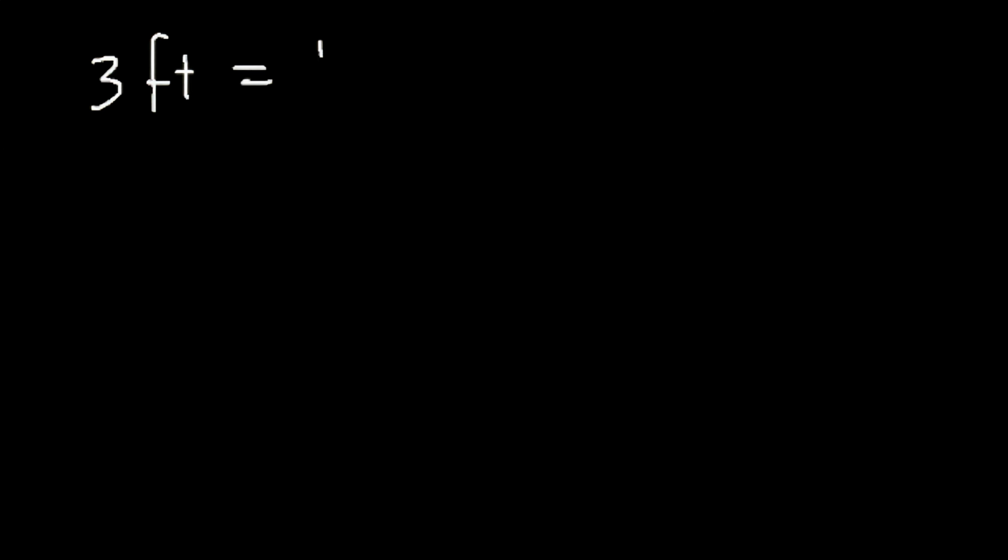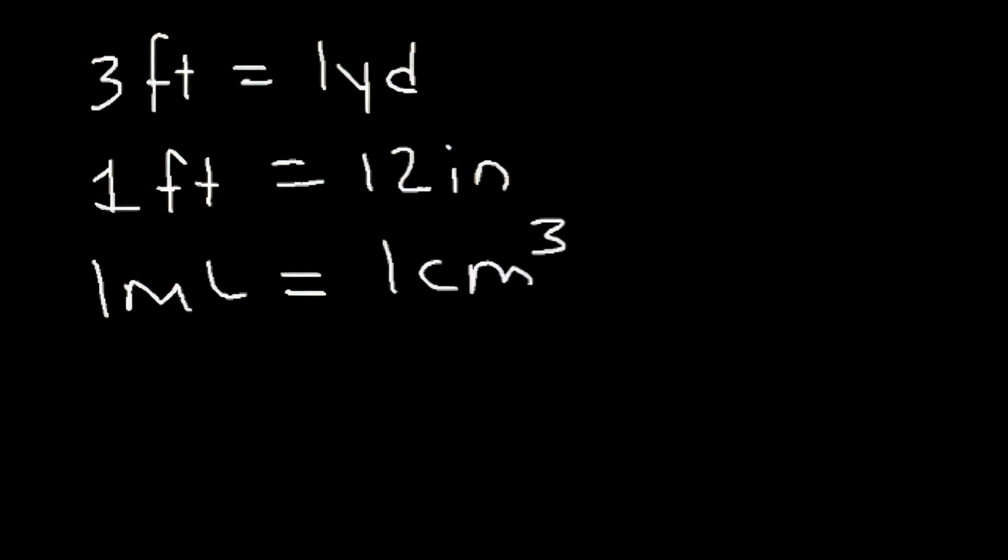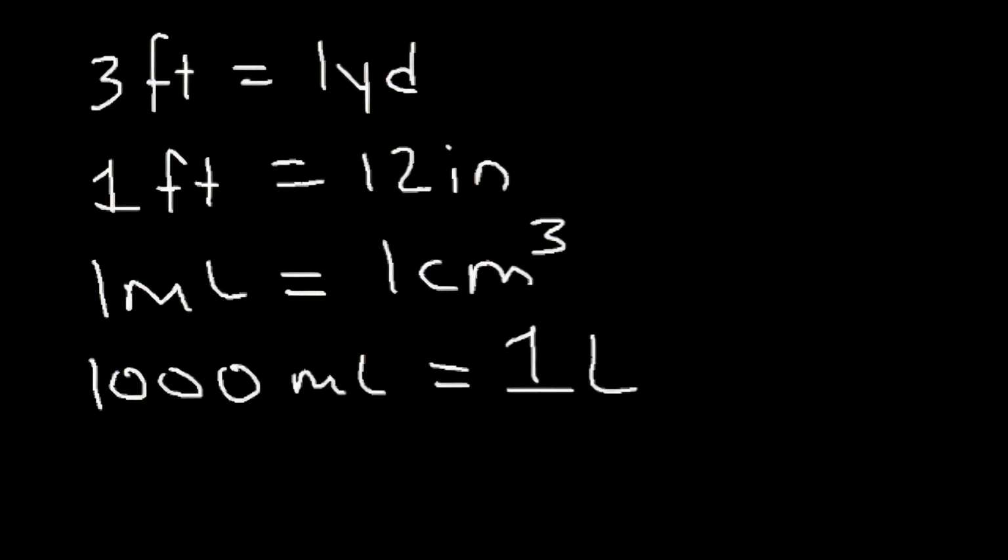There are 3 feet in a yard and 12 inches in a foot. 1 milliliter is equal to 1 cubic centimeter, and 1,000 milliliters is equivalent to 1 liter. So these are units for distance. For time, you know that 1 year is 365 days, 1 month is approximately 30 days, a day is 24 hours, an hour is 60 minutes, and a minute is 60 seconds. So these are some common conversions that you want to know.